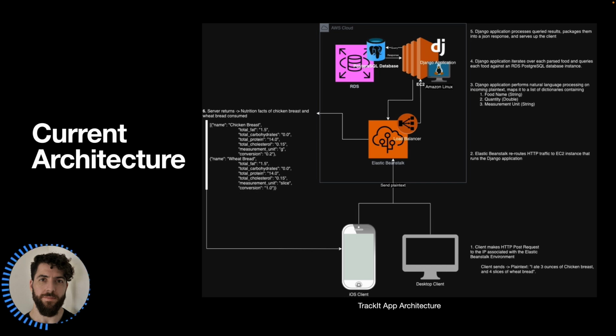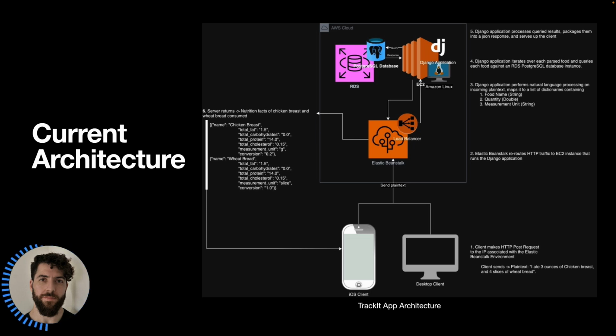Next, the Django application will process the queried results and will package them into a JSON response, serving it up to the client. And finally, the server will return a JSON response with all the nutrition facts of the plain text food items that we sent. So because the natural language processing figured out that we ate chicken breast and wheat bread, and it queried against the database to find the nutrition facts for those quantities, it was able to return us a JSON response with chicken breast, total fat, total carbohydrates, total protein, etc. for all of our nutrition facts information.